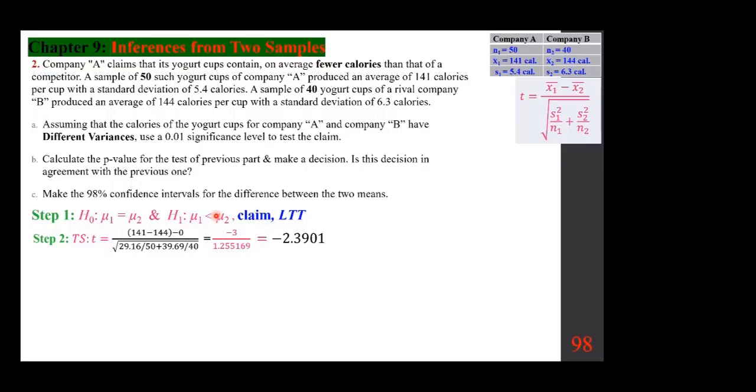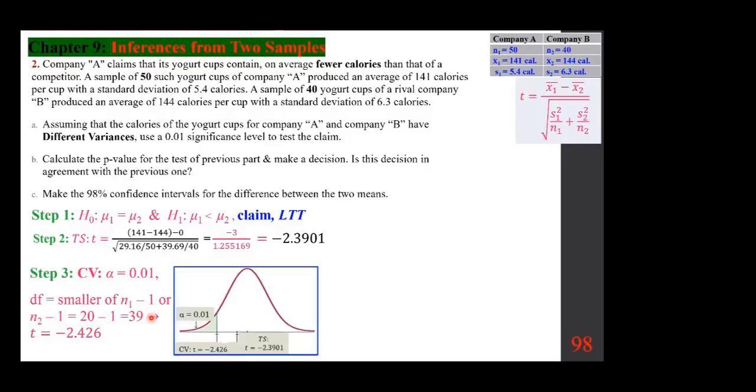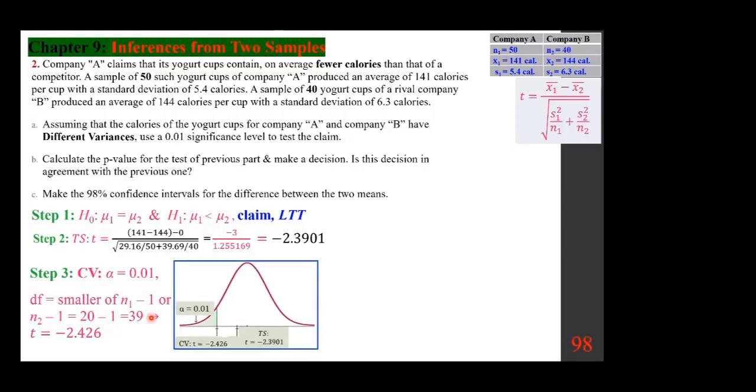As far as the critical value, it really depends on the text, so I want you to pay attention to what I'm going to tell you. The degrees of freedom is the smaller of the two degrees of freedom, N1 minus 1 and N2 minus 1. In this case, this is 49, this is 39, the smaller is 39, we choose 39, and t becomes negative 2.426. This is one way of approaching that, whereas technology doesn't do it this way. Technology actually calculates it. So let's pay attention to both cases. In this case, if we plug in the values, the critical value is negative 2.426.